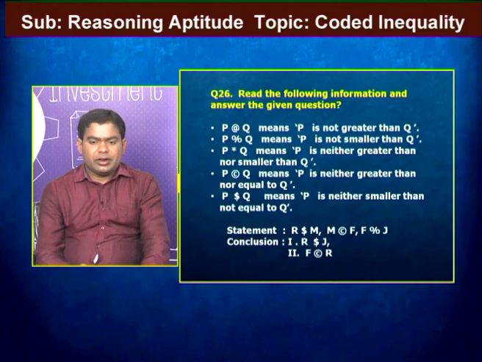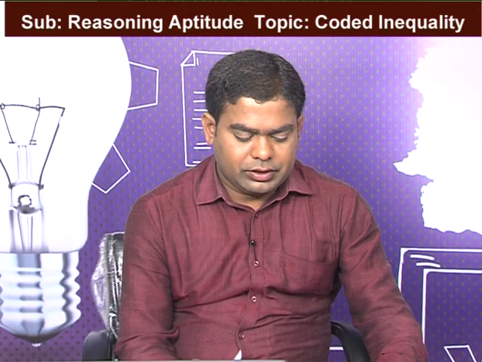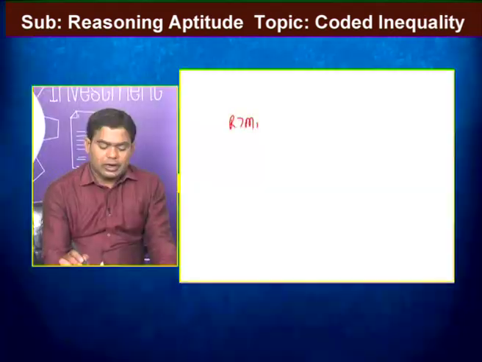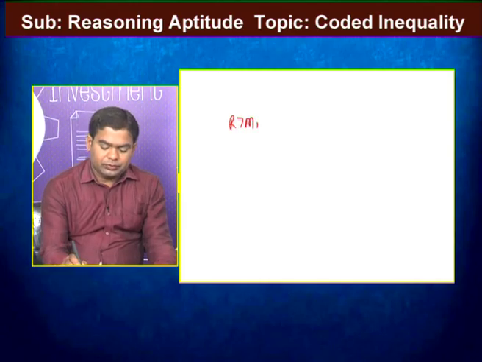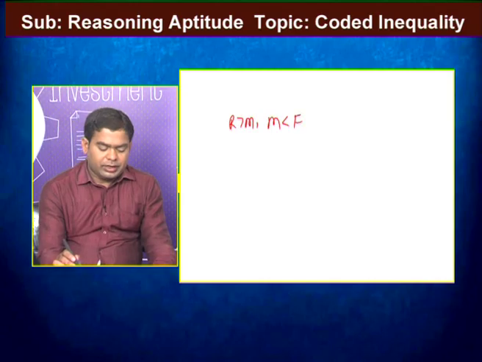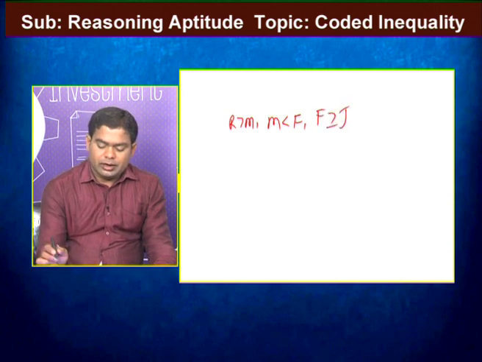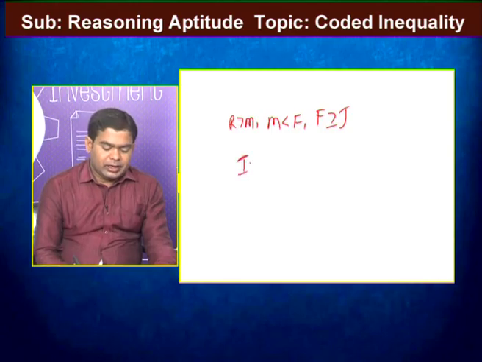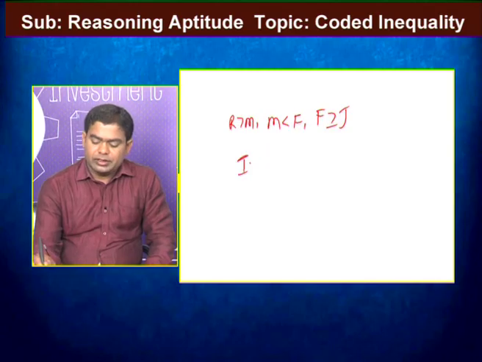So here the question statement is R dollar M, M copyright F, F percentage J. Conclusion 1 is R dollar J, and conclusion 2 is F copyright R. R dollar M: dollar is denoted neither smaller than nor equal, which means greater than, so R greater than M. M copyright F: here copyright is denoted neither greater than nor equal, that means less than, so M less than F. F percentage J: here percentage is denoted not smaller than, which means F greater than or equal to J.